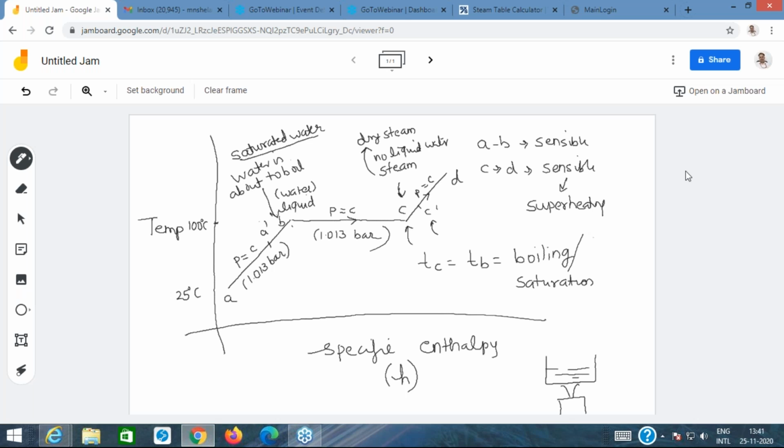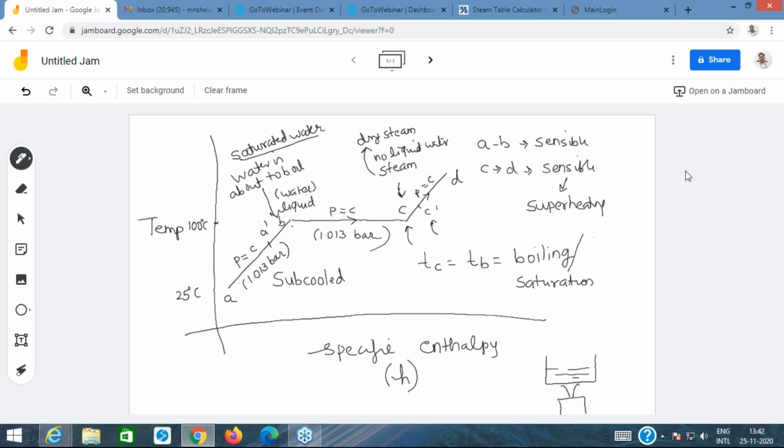Now, what is the temperature of A dash or A? Generically speaking, in general terms, what is the temperature of A dash or A? Yeah, correct, Gunjan, you are right. It is less than the saturation temperature. I will be using the term saturation temperature instead of boiling point, which is also correct. So A dash and A means the liquid is at a temperature below the saturation point, and this phase A dash A is called subcooled liquid.